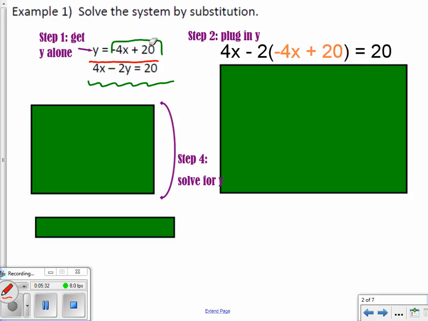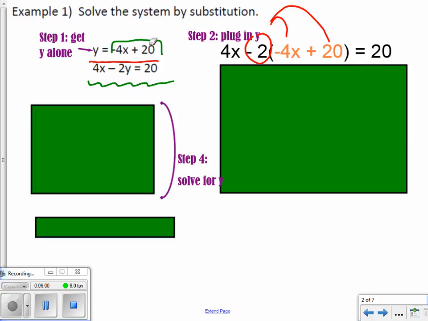So in this case, because we have this whole thing being plugged in as an expression, we have to do 2 times this whole piece, which means we're going to be doing a distributive property. So we would say 2, or, because it has the minus, think of it as negative 2 times negative 4x, and negative 2 times 20.